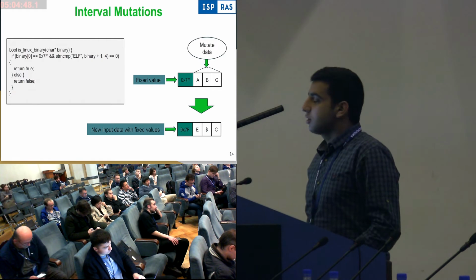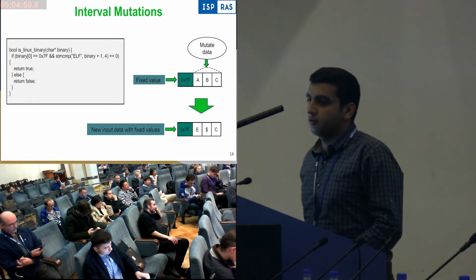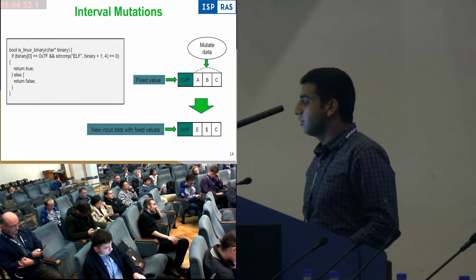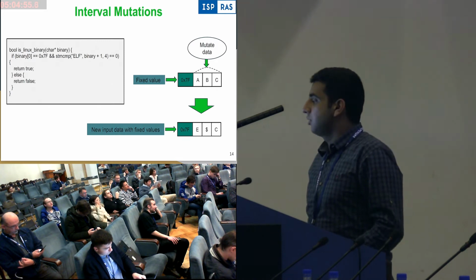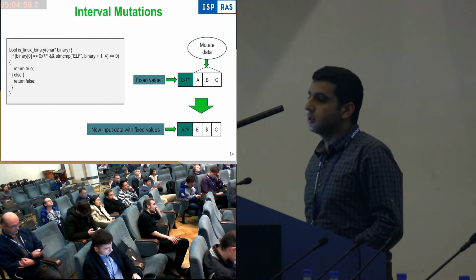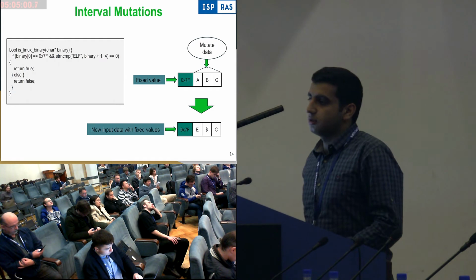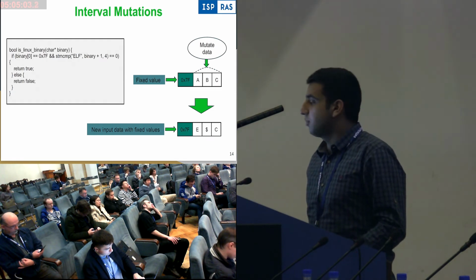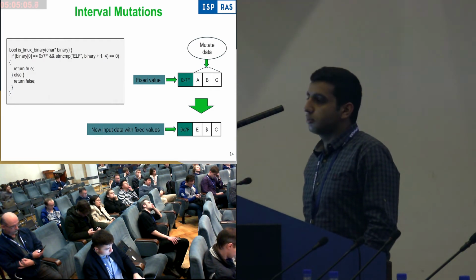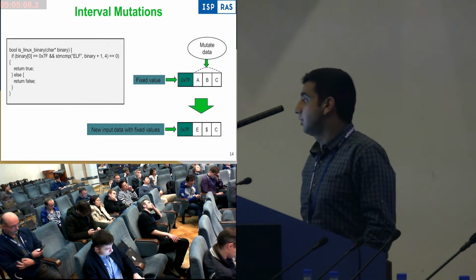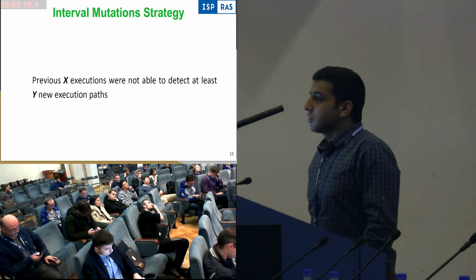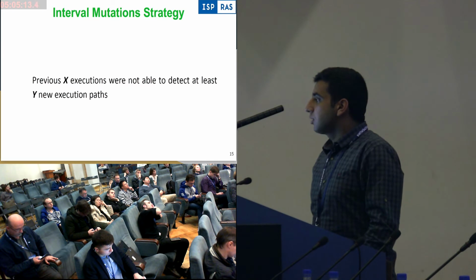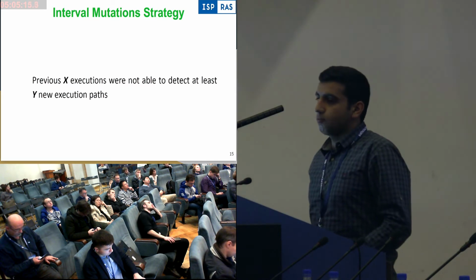And now, when we have already found what parts of input data impact the execution of the basic block, we fix these values in the input data. In the remaining parts, we will accept the mutations, and that's how we have new input data. And the strategy of interval mutations.